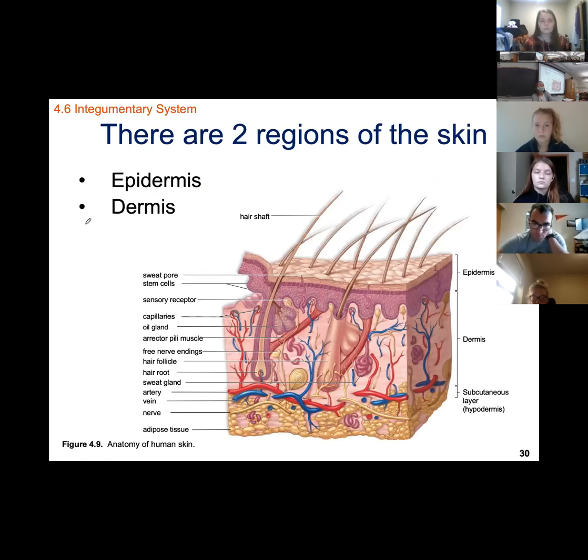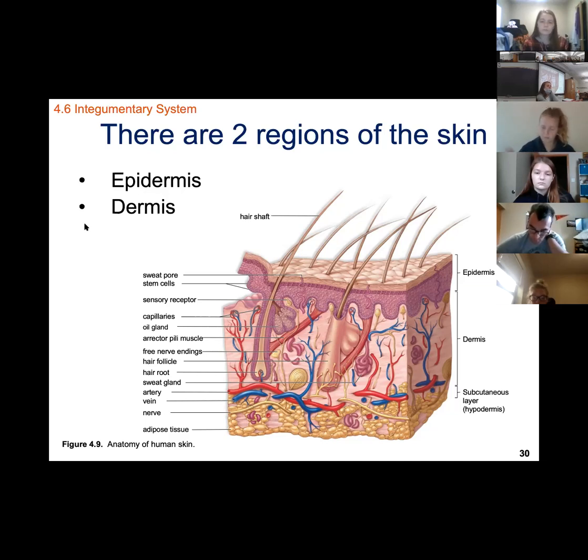Okay, there are two regions of the skin, the epidermis and the dermis. You've maybe heard of these words before. Sorry, that dang cricket. The epidermis and the dermis are the two regions of the skin. You can kind of see them over here. I'm going to zoom in for the PowerPoint here. We've got that epidermis, which is the top part, and the dermis, which is under that, and then that subcutaneous layer, which is between your skin and where fat is stored.